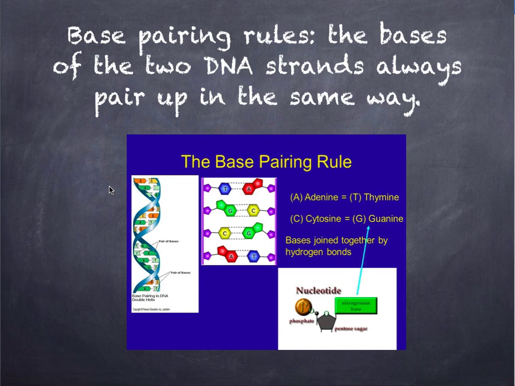So adenine and thymine are always going to pair together. So they're like puzzle pieces that kind of form together to form a base pair. Cytosine and guanine are the other two that are going to come together. So as you can see, this always occurs this way. You're never going to have an adenine with a guanine or say a cytosine with a thymine. They're always going to pair together. So that's the base pairing rule.